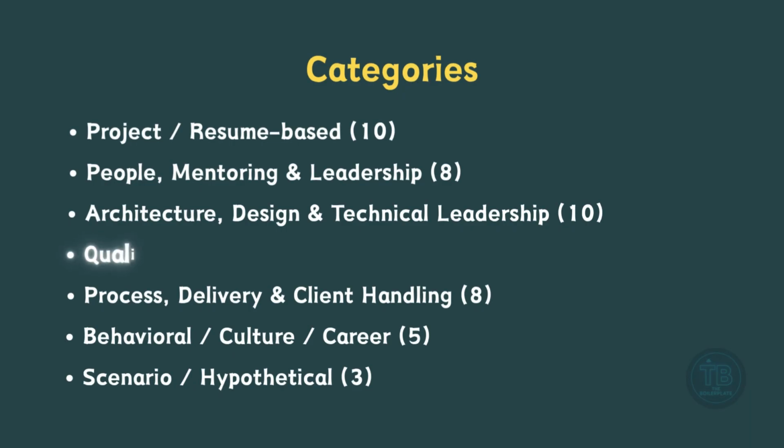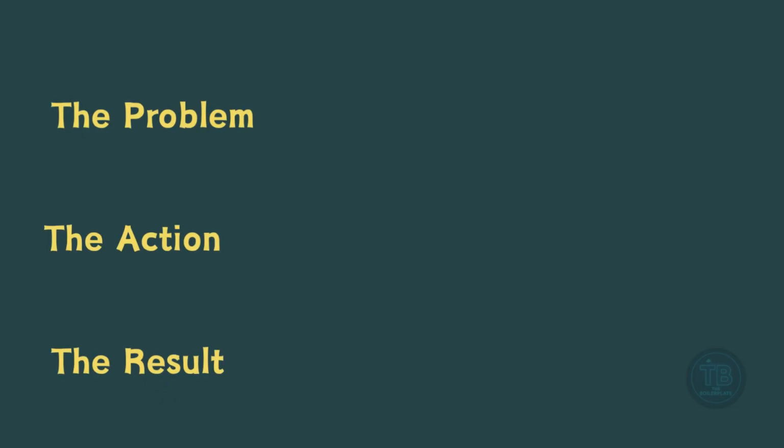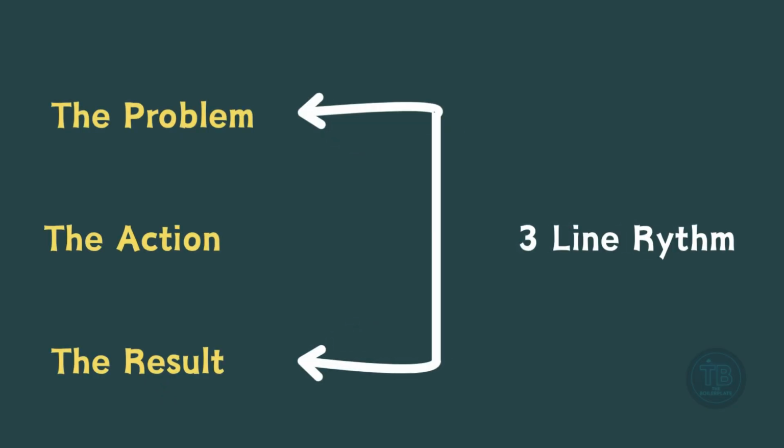In this video, we will cover the category of quality testing and observability. There will be 6 questions in total, but of course there may be a lot more than this. This series is basically to help you out with how you can frame your answers. We are going to use the 3-line rhythm, as I've said in almost all of my videos.